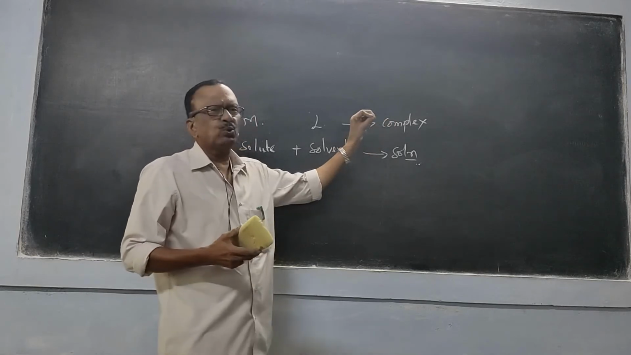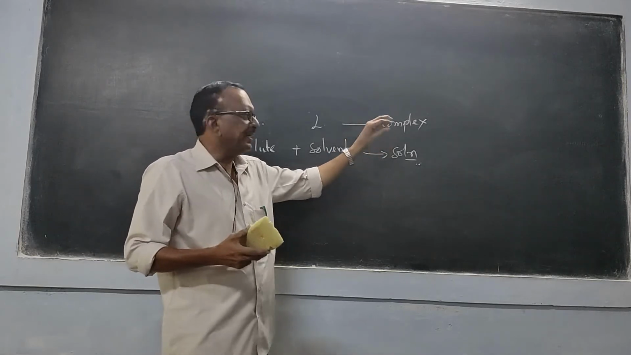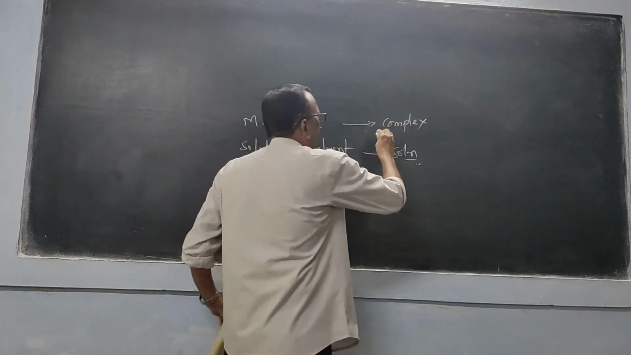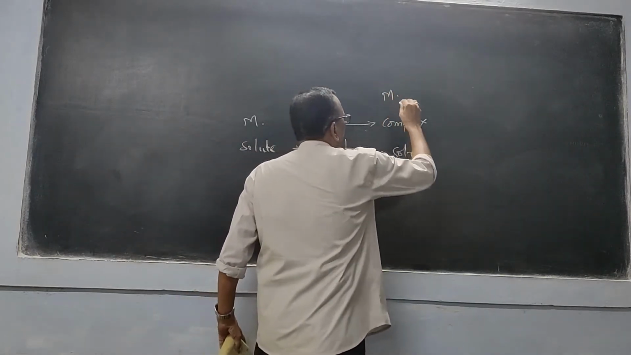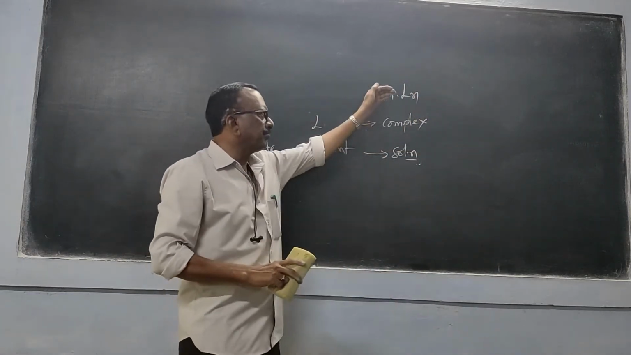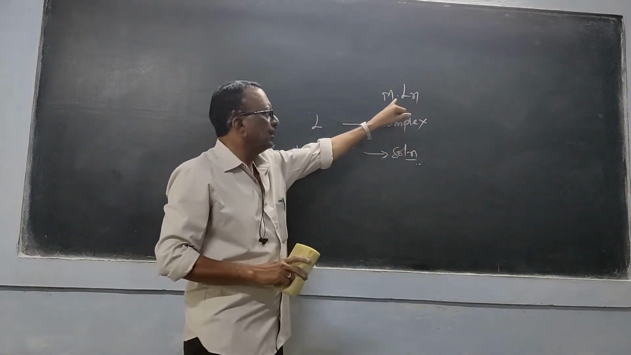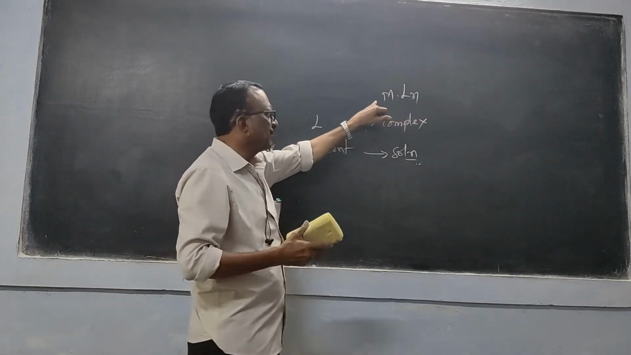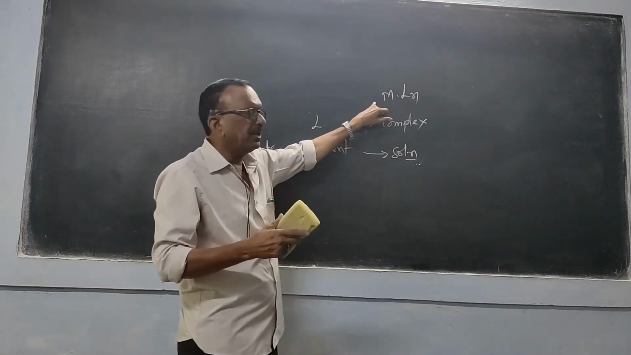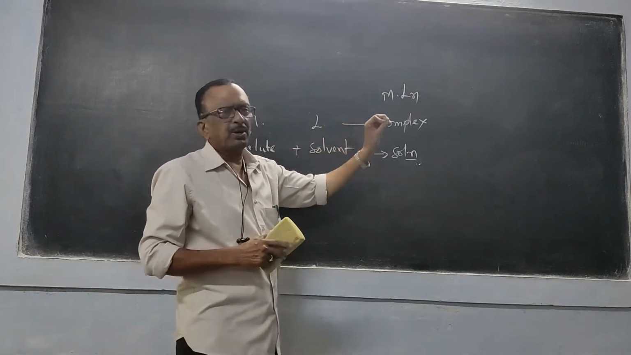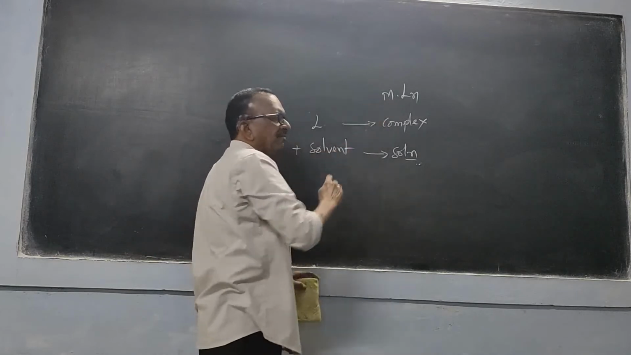Now how we have to find out its molecular formula? Generally the complex is represented by M L n. Here n must be a subscript. So here n stands for number of ligands. And M is the metal atom or it is a metal ion. Okay. So depending upon the coordination number of this metal.